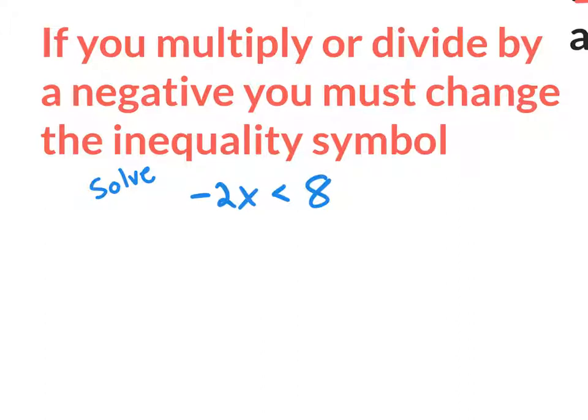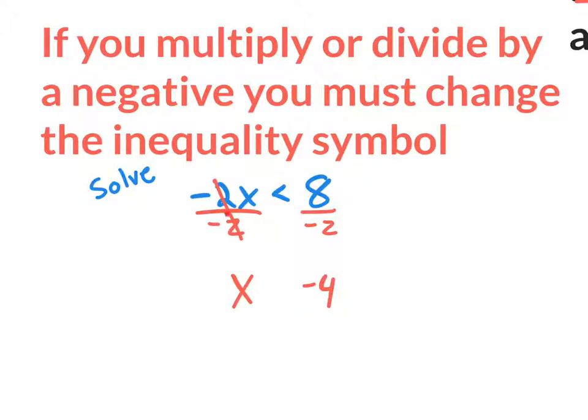How would I get rid of this -2 right in front of the x? You divide, right? It's being multiplied by x, so you need to do the opposite of multiplying. You'd have to divide by -2. What you do to one side, you do to the other side. Divide by -2. And the -2 cancels. X. Now notice, if it were an equal sign, I would just write x equals -4. But this is an inequality. And the only difference between an inequality and an equation when you're solving is if you multiply or divide by a negative, you must change the inequality symbol.